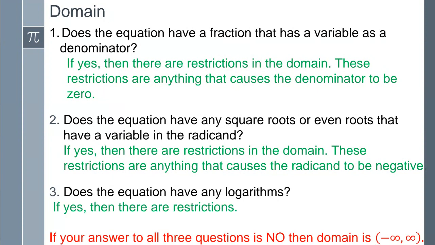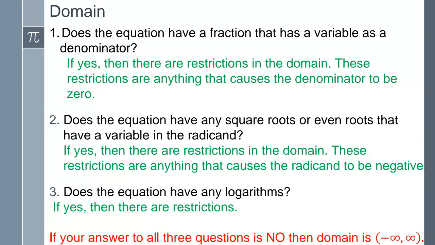And the third question that you want to ask yourself: does the equation have logarithms? Now, maybe some of you haven't heard of logarithms or you don't remember, but in the future for pre-cal 1, we'll deal with logarithms by themselves in more detail. But if yes, logarithms are very similar to the roots. We cannot have negative input values for our logs, because then again, they would be undefined or we would get errors on our calculator.